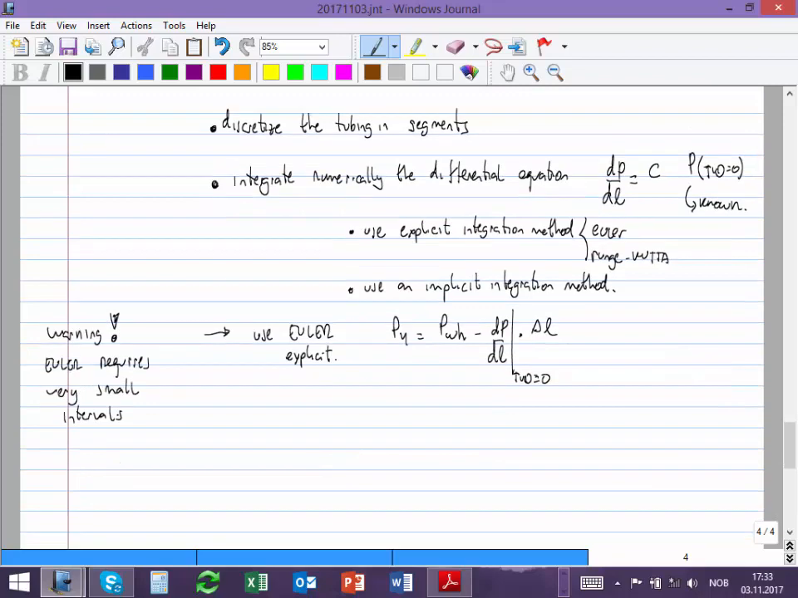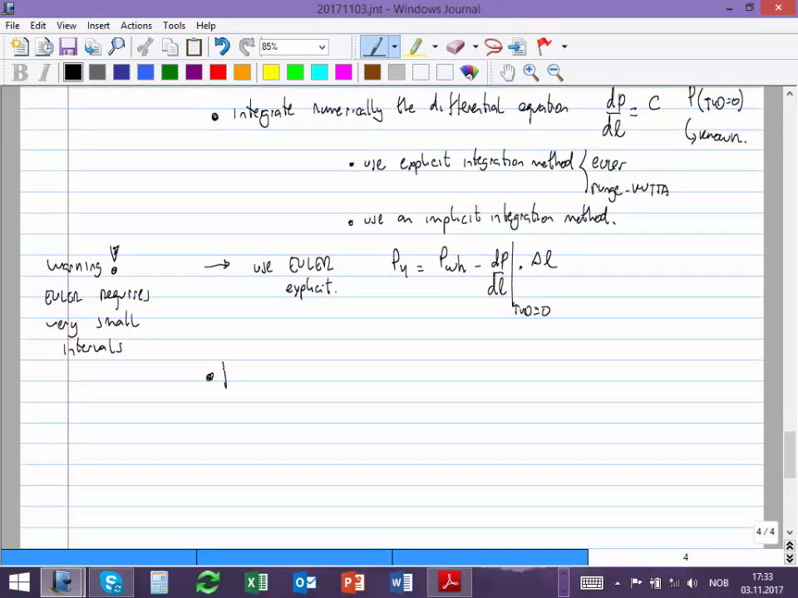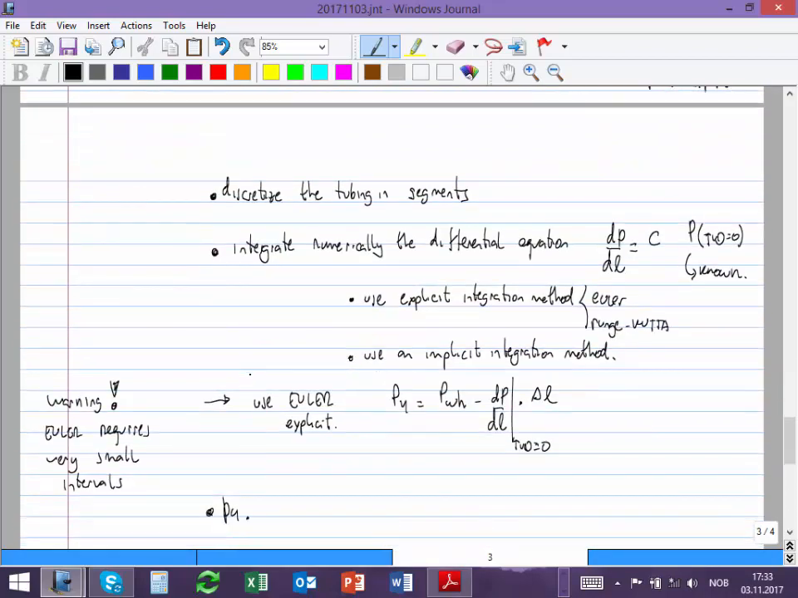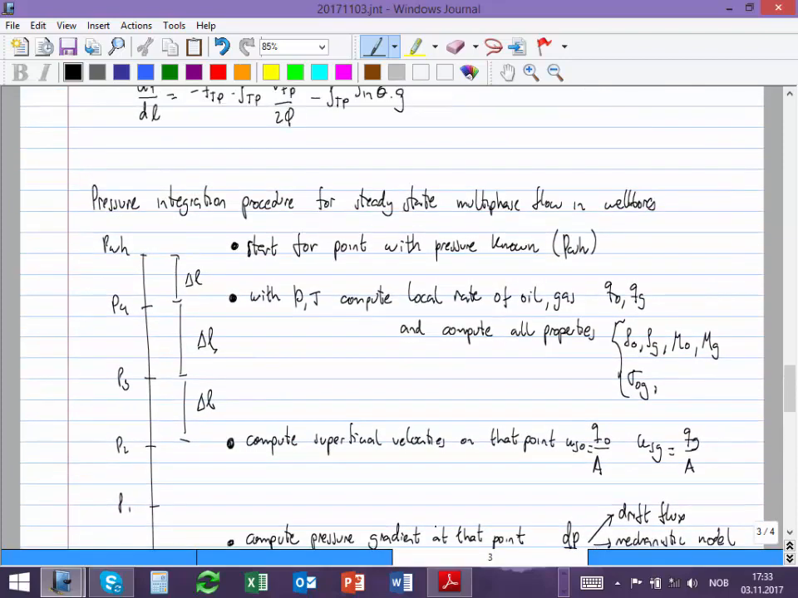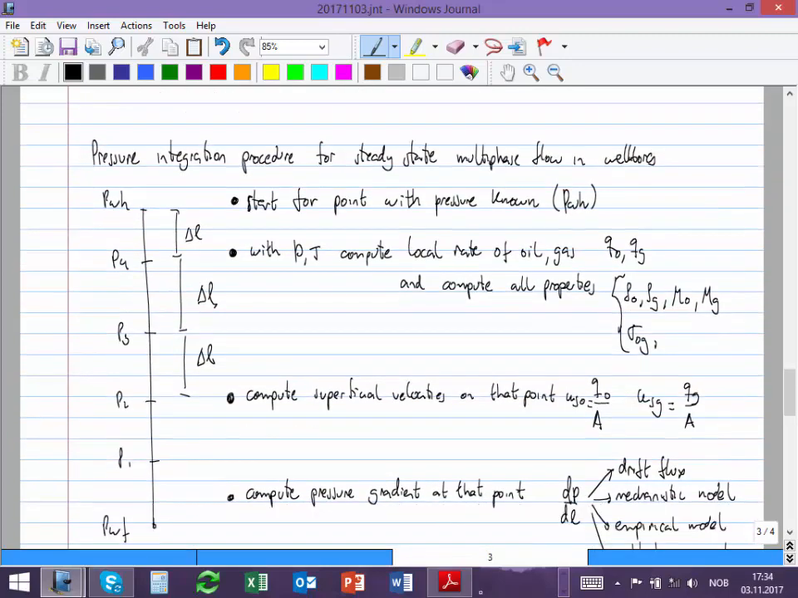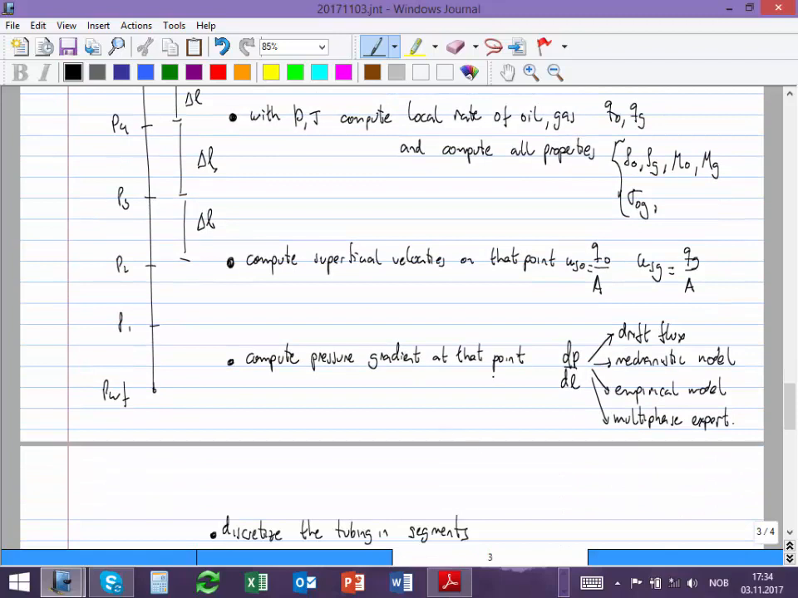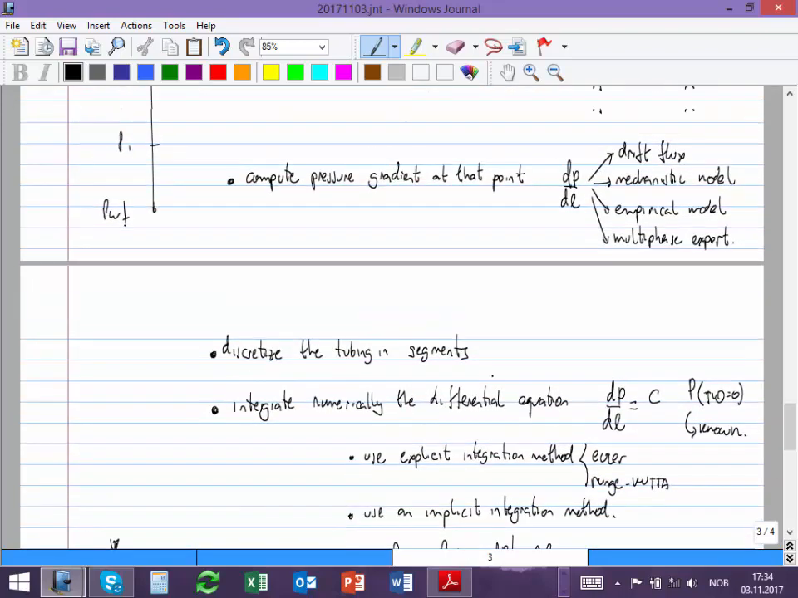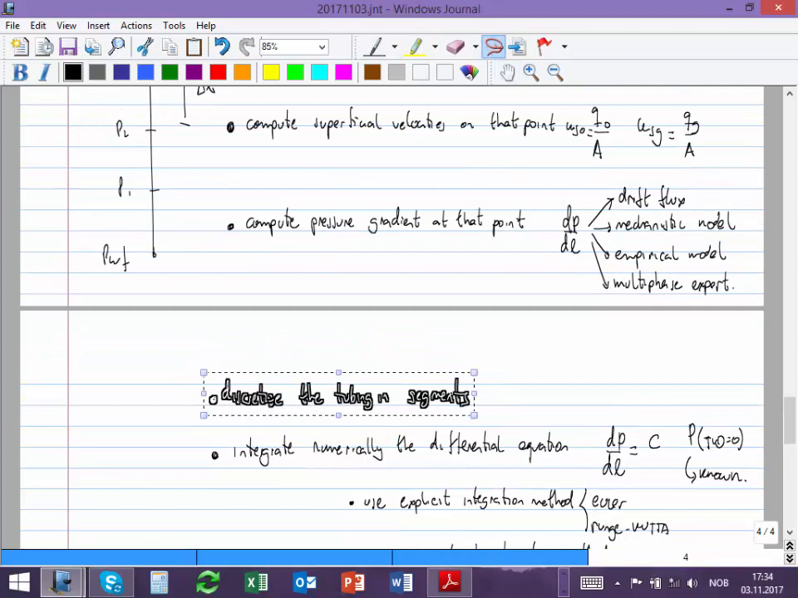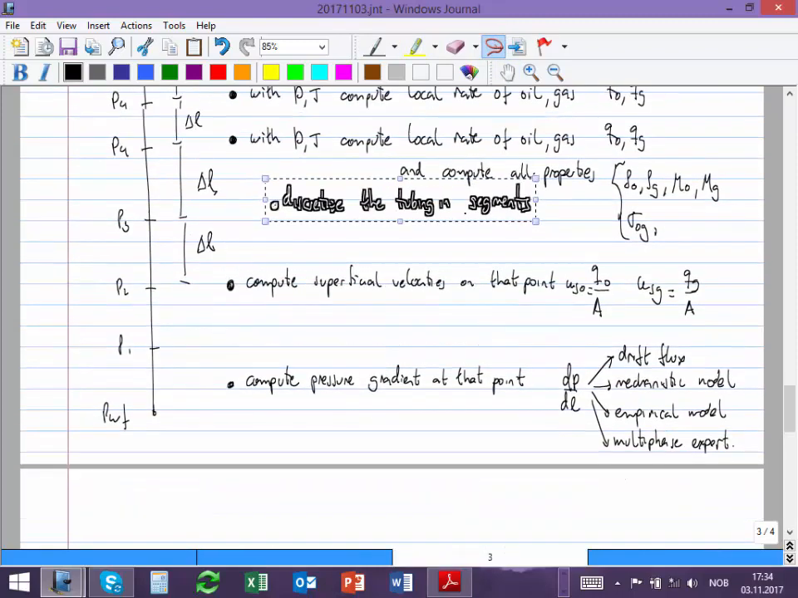Then we have another point, P4. And then we move now to P3, and we do exactly the same. Repeat from the beginning. Again, I have pressure, I have temperature, I have to calculate the local rate, I have to calculate properties, then I have to compute superficial velocities, then I have to go to an expert that will give me the gradient, using different models. And then I have to, actually, I don't have to discretize, so discretize might be the first step. That should be done from before.